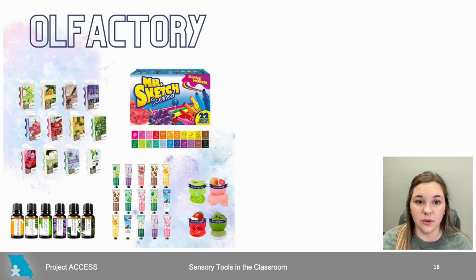Some different things that we can do in our classroom to support these learners is to use sensory wax or Scentsy type wax containers that have the wax in them that are scented. You can also use essential oils for sniffing, scratch and sniff stickers, scented markers. There's putty that is scented, or also scented lotions. All of these things, like I said, are linked on our sensory tools on a budget PDF.